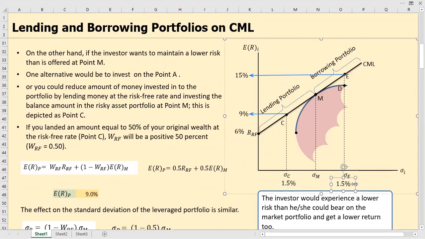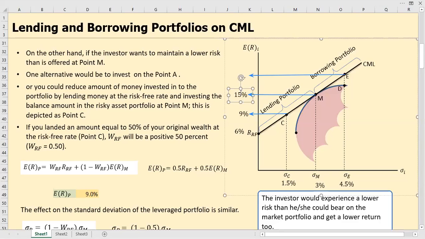And here we calculated the standard deviation, it was 4.5%. And the standard deviation for the market, it was given, it is 3%. So this is how it comes. So you can now clearly see, if you are going to invest on the market portfolio, you are going to get a return of 12%.